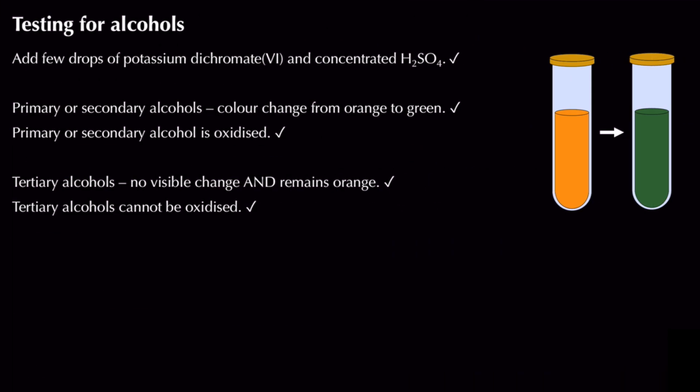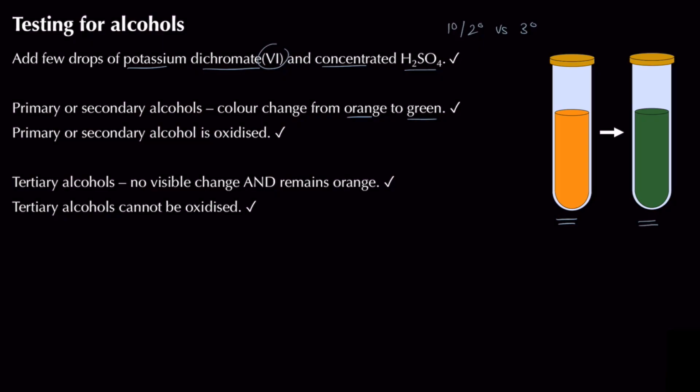Now this bit of theory is going to be quite important when it comes to testing for the difference between a primary or a secondary alcohol versus a tertiary alcohol. What we can do is add a few drops of potassium dichromate(VI) solution. Remember the VI, that's the oxidation state of chromium, and then we would add a few drops of concentrated sulfuric acid catalyst. Now if I've got a primary or secondary alcohol, I would end up with the color change going from orange to green, and what that shows me is that my chromium is being reduced. I start with orange for the potassium dichromate(VI), and then when it's reduced you end up with a green solution.